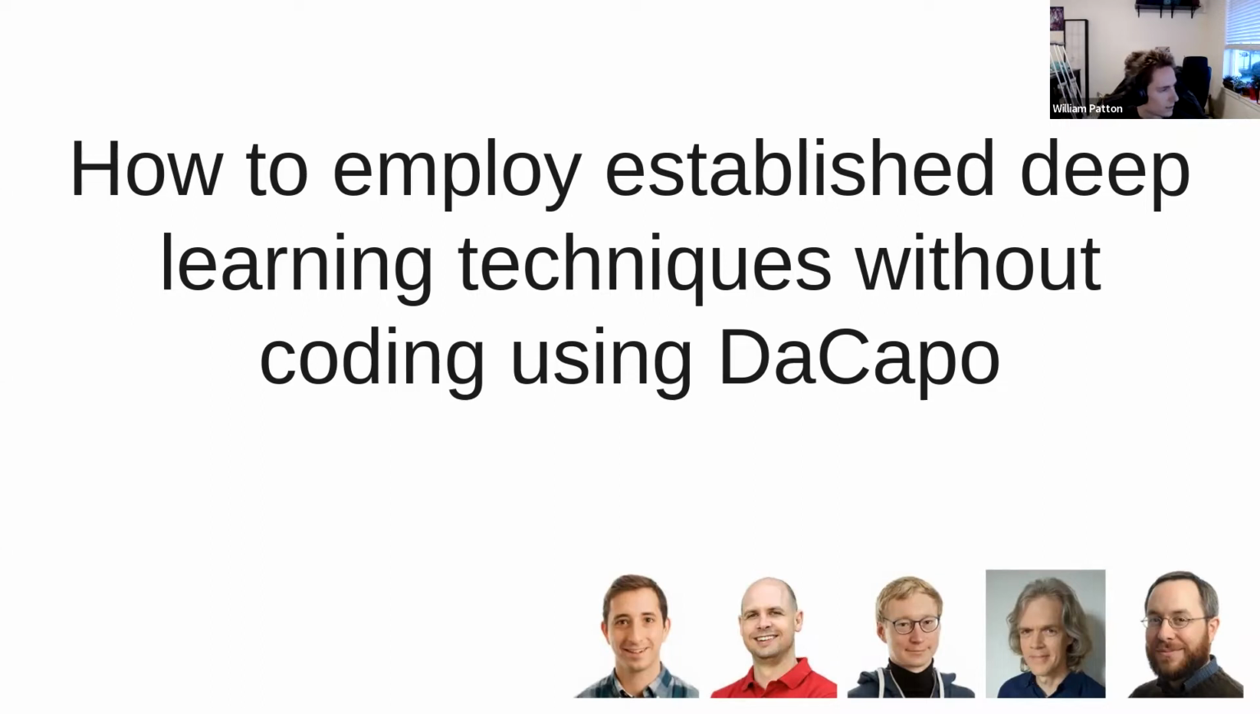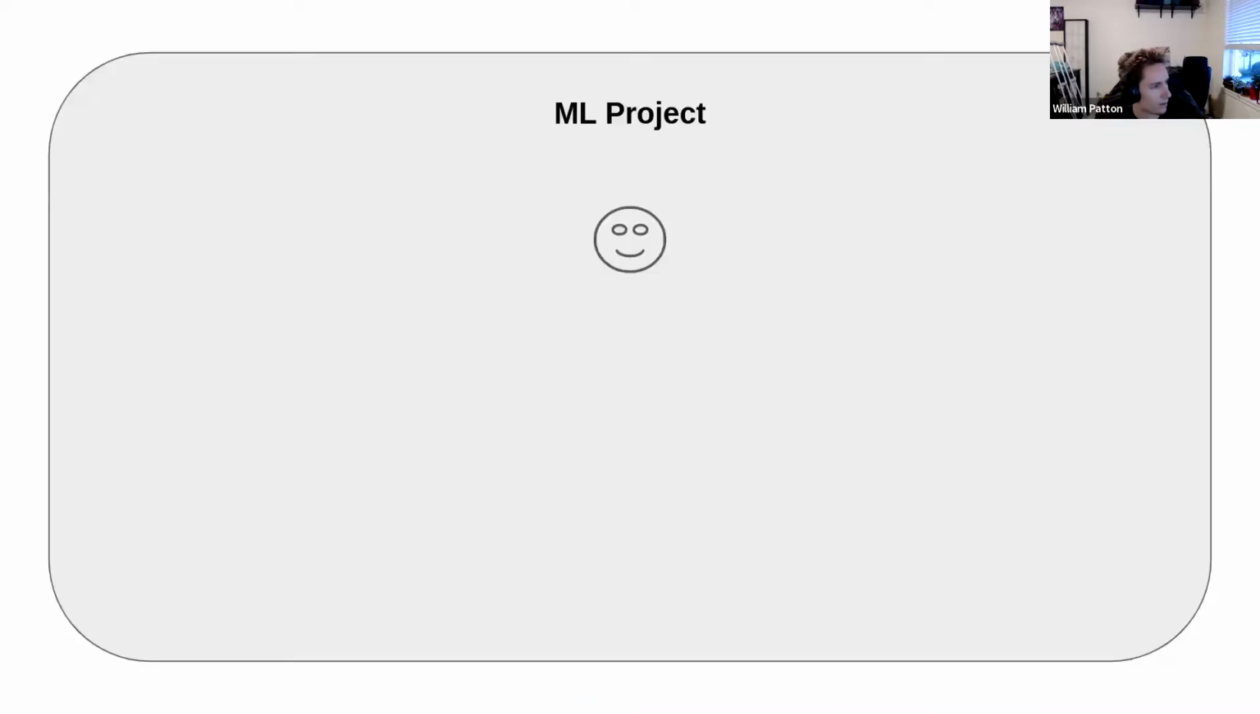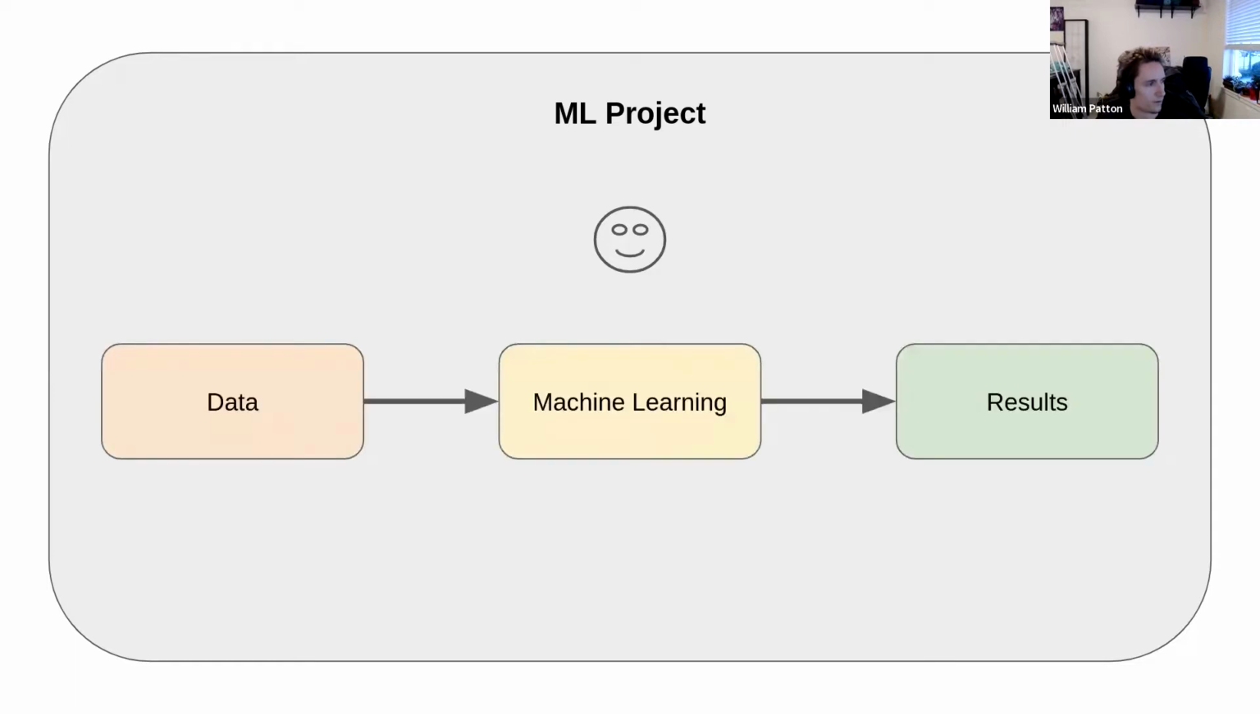So I always like to start with a little cartoon to help motivate DeCapo and familiarize people with the components. The way I think about it is you've got some machine learning project and you've got someone who's going to be working on it and he's excited to get started. The first thing you generally do is collect some data and you want some results, and the machine learning is the step in the middle that you have to do. I'm assuming the data has already been collected and you're now focusing on this machine learning part and looking at the results.